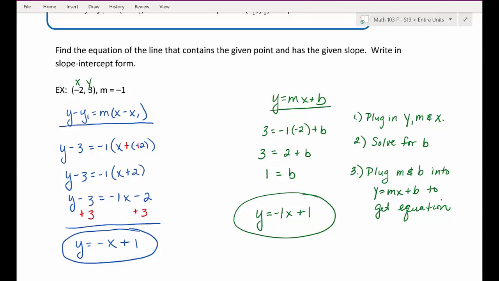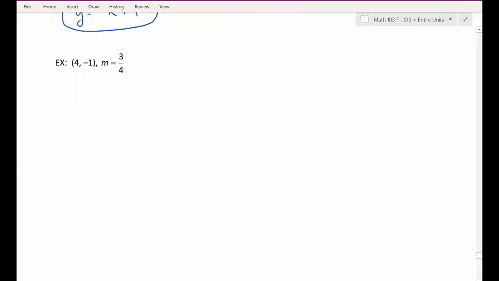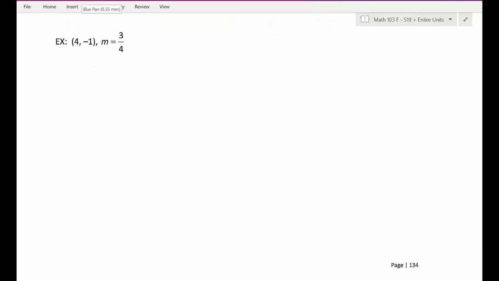Let's try another example. Let's write the equation of the line that passes through the point 4, -1 and has a slope of positive 3/4. Start by using point-slope form of a line. This technique is actually my personal preference, just because all I have to do is plug in the numbers and clean it up. Yes, I have to learn a new equation, but for me, it's worth it.